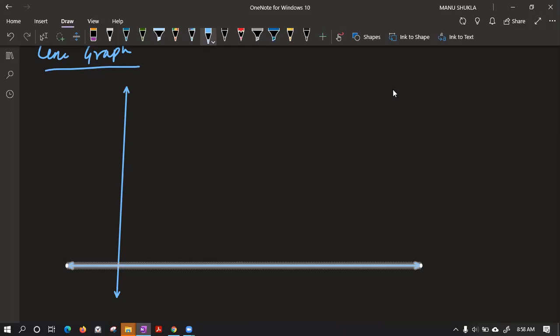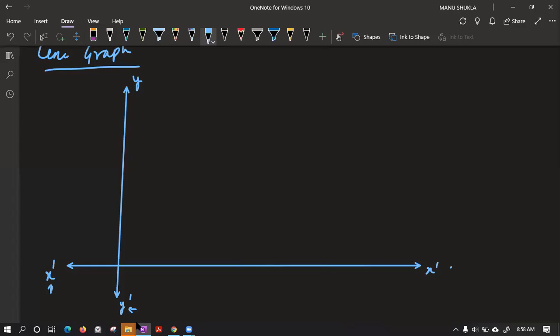Yes, 10 will come at 10 only in the starting. Class, x-axis and y-axis are nothing else. They are your number lines only, but they are perpendicular to each other. So this is your x dash, this is your x, this is your y, and this is your y dash. Now, can you tell me what is the meaning of x dash and y dash? They are representing the negative side.